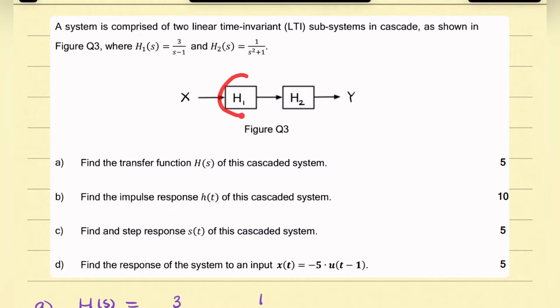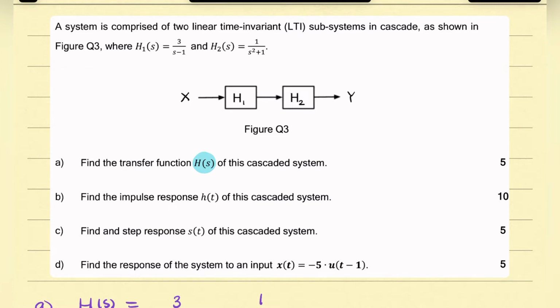Here we have two LTI systems placed in cascade, where the output of the first is the input to the second. And we're given the transfer function of each of these, h1 and h2. And we're asked a series of questions. The first question asks for the combined transfer function.